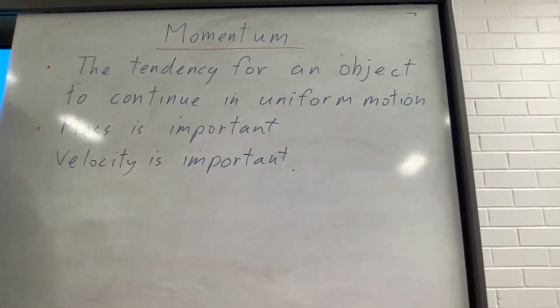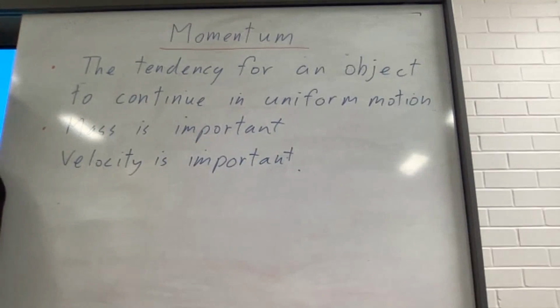Two, mass is important. I won't say mass matters, but it does. Mass is important. Velocity is important. Heavy objects with small velocities have lots of momentum. Small objects with high velocities have lots of momentum. Heavy objects with high velocities have lots of momentum.